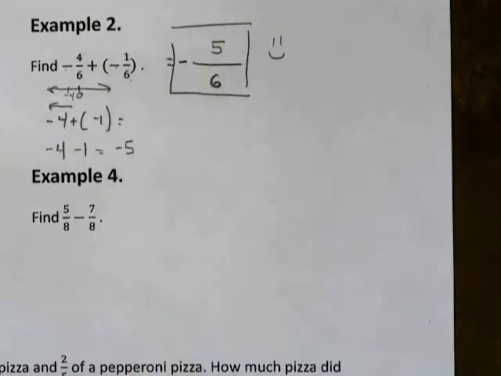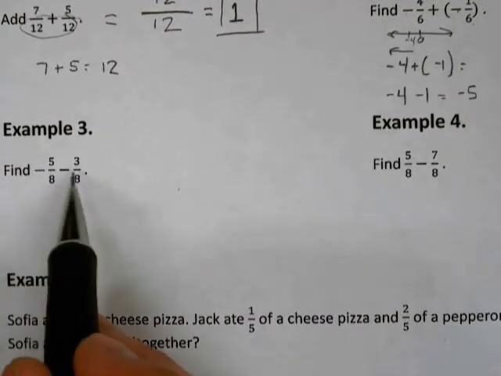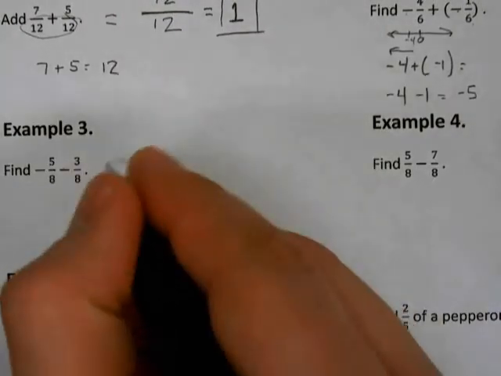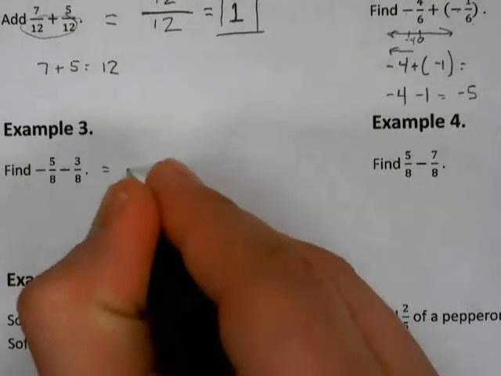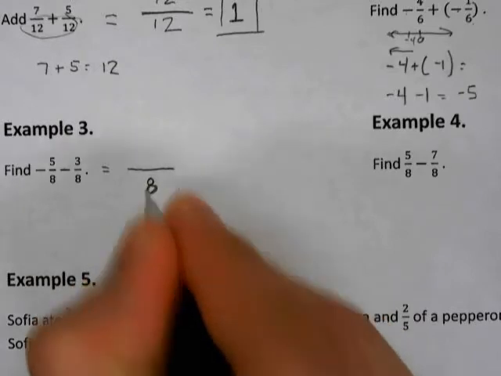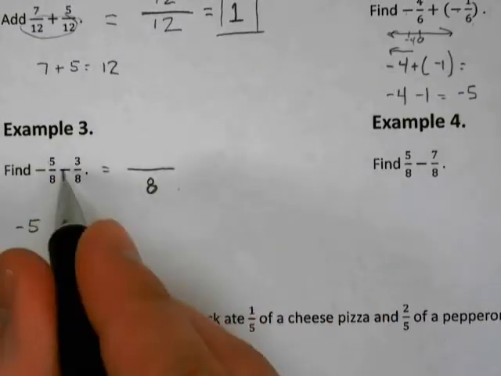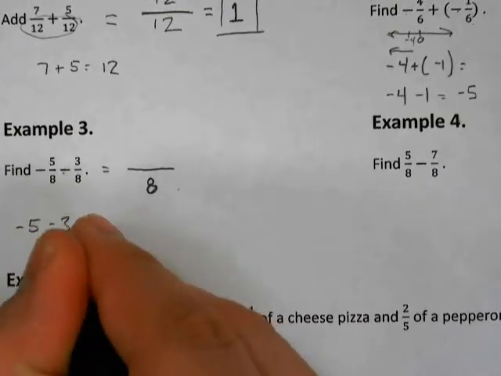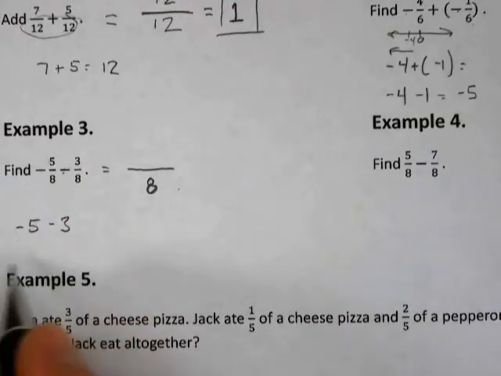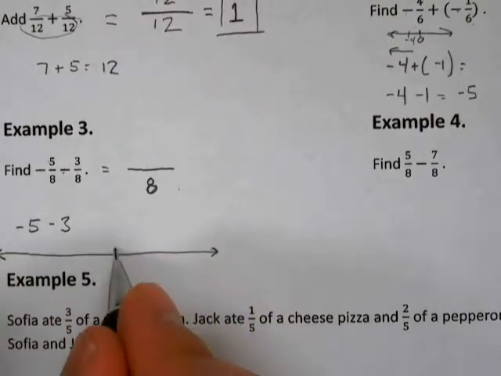Hooray! Example 3 here switches things up a little bit. Now instead of adding, we are subtracting. So let's go ahead and do that. We know that the answer is going to have a denominator of 8. We have -5, so I'm going to rewrite this as -5 minus 3. So we're starting at -5 on that number line. I'll create a number line here. I'll do a bigger one this time.